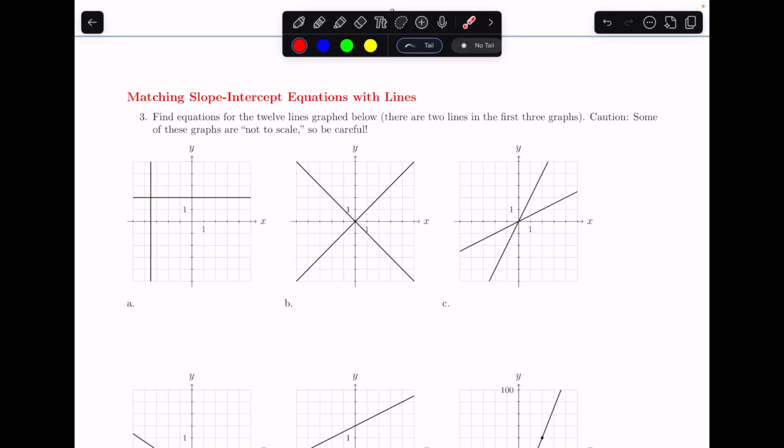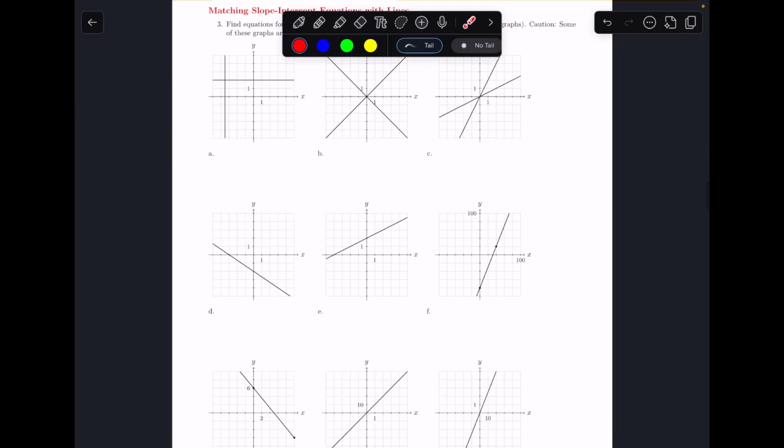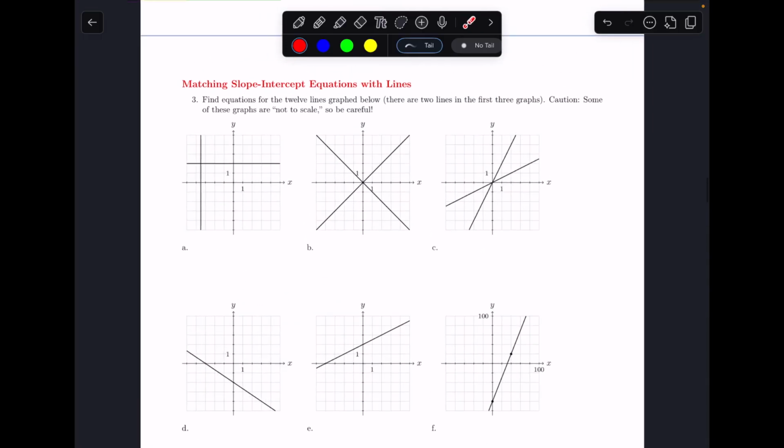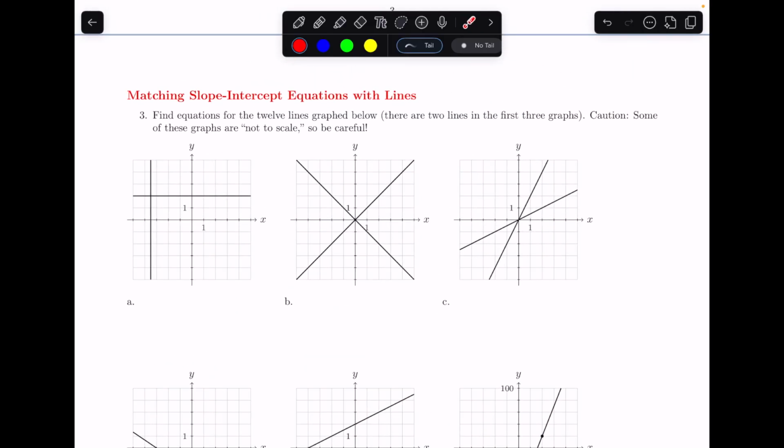In this video, we're going to do some examples where we're given some graphs of lines and we need to write their equation in slope-intercept form. So there's a bunch of graphs here. I'm going to pick a few of these to work out, and then the rest of these I'll give you more time to work on in class.